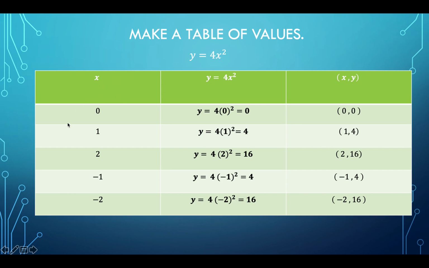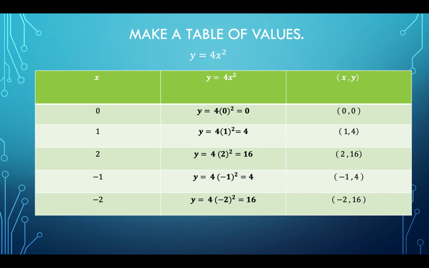So you're going to pick whatever numbers you want to use for x. Here I'm using 0, 1, 2, -1, and -2. So that's going to go in the first column. In the middle, you're going to put the equation of the line. Our equation is y is equal to 4x squared, so in here we're going to write y is equal to 4x squared. And then this last column is our coordinates. So it's going to be our x, whatever we're using for our x, comma y, whatever we get as our answer when we plug in for x and y.